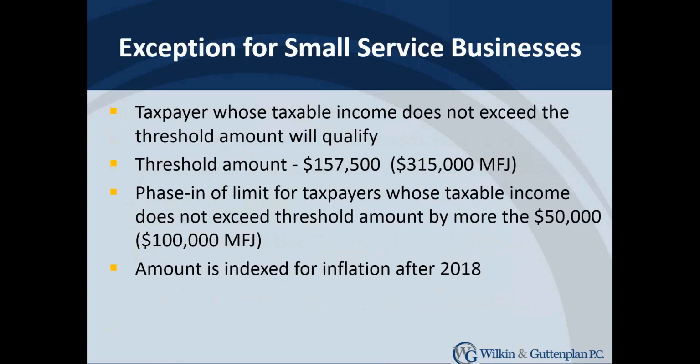And there's a phase-in of this exemption for taxpayers who make a little bit over the 157 or 315. For married filing joint, to the extent that you don't exceed the 315 by $100,000, you'll get a prorated amount of this 20%. And for those that are other types of filers, if you don't exceed it by $50,000, you're entitled to a certain percentage. And these will be indexed for inflation each year.